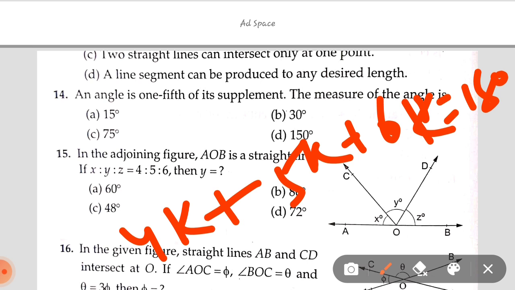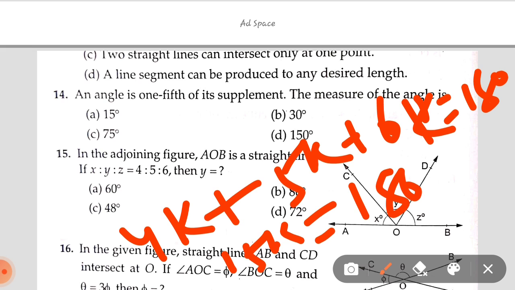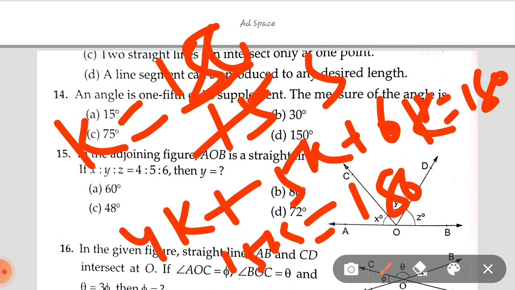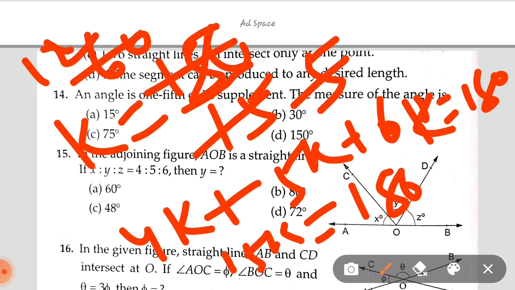Now 9 plus 6, that is 15, 15k is equal to 180. Now k is equal to 180 by 15. Now cancel it: 5 threes are 15, 6 twos are 12, so the value of k is equal to 12.